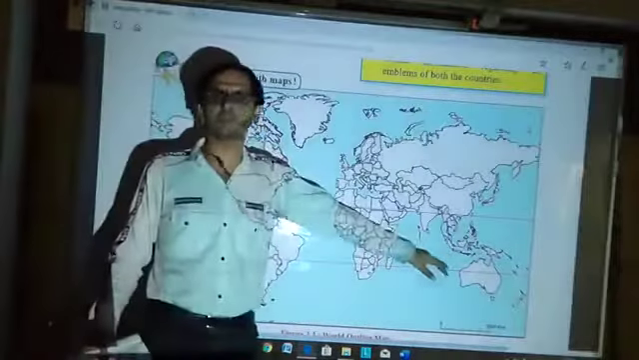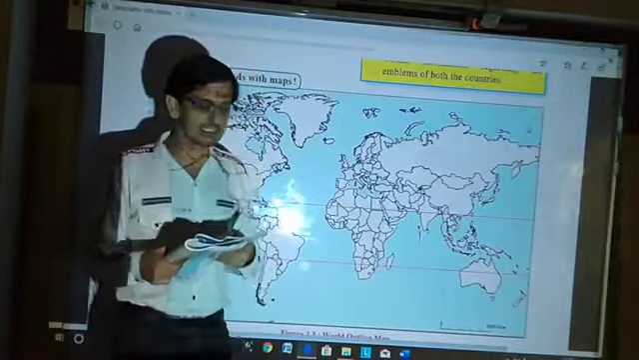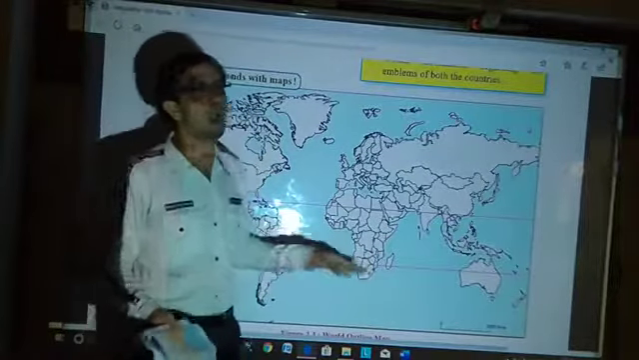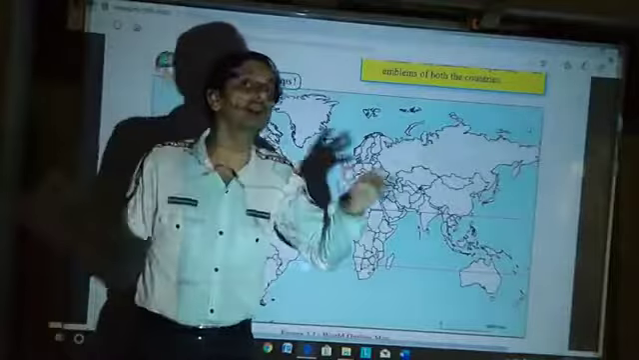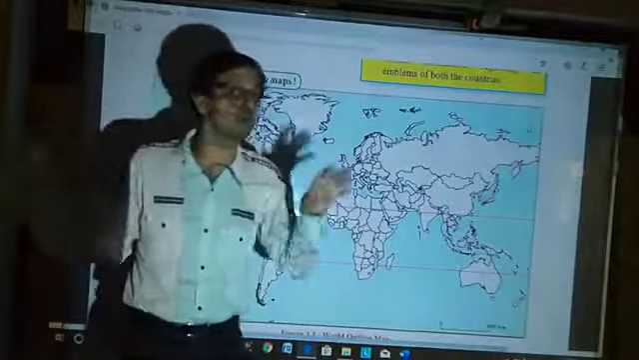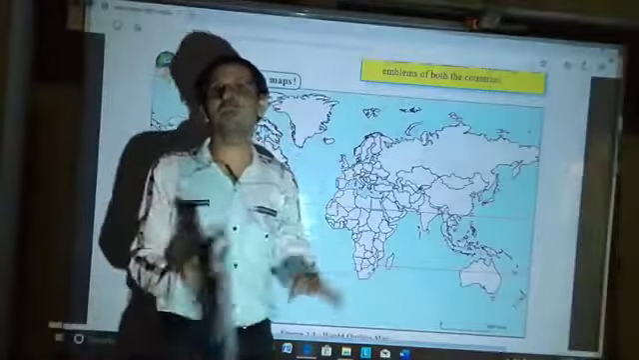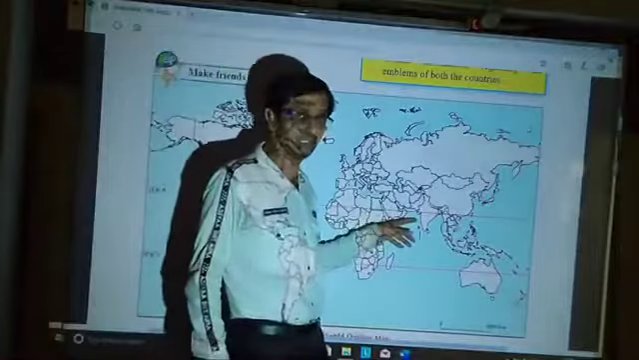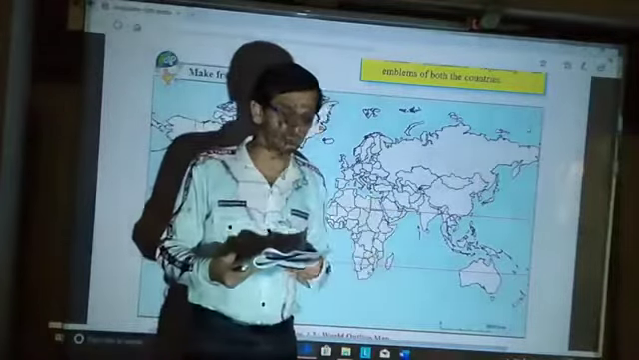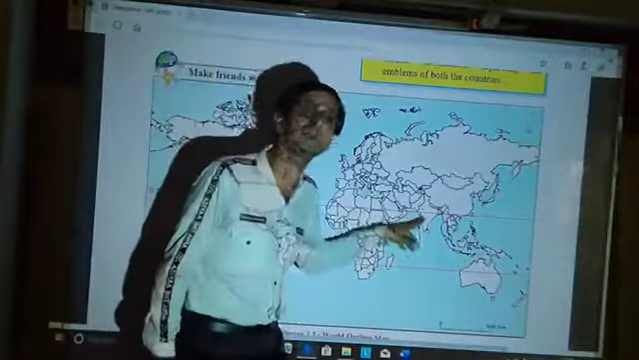Now you can see the eastern hemisphere of the earth. Obviously this is the global map or world map of the earth. Now it is located in the southern part of the Asian continent. But when you do not talk about the world map or globe, when you are talking only about the Asian continent, then India lies in the southern part, not the southern hemisphere, but the southern part.